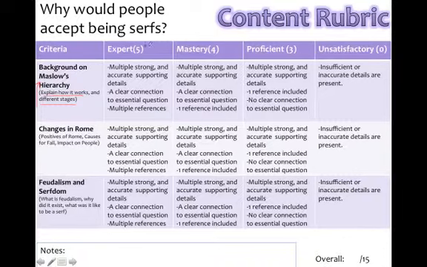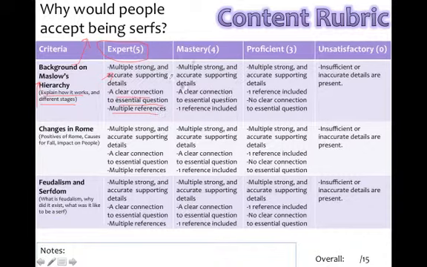In order to earn a 5 out of 5 to get that expert ranking, the best rating possible, you need to have multiple strong and accurate supporting details. You need to have a clear connection to the essential question. So if we're going to discuss Maslow's hierarchy, and really the point of this is to focus on serfs, you need to make sure you make some connection back to why would people accept being serfs. And you can do that by explaining a little bit about Maslow's hierarchy. You also need to have multiple references. There need to be multiple locations in this project in which you're saying specifically this information was found from blank. That's an important thing that we're going to work on as we go through this.